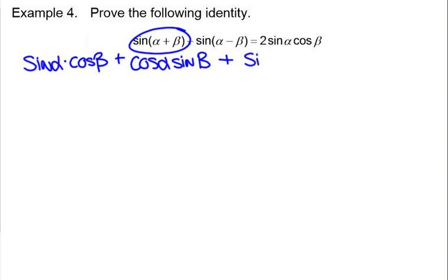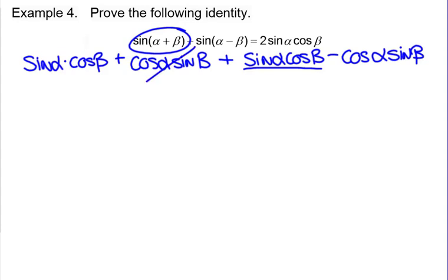So we're going to have sine of alpha cos of beta subtract cos of alpha sine of beta. Well, looking at these, we've got sine of alpha, cos of beta, sine of alpha, cos of beta. We've got adding cos alpha, sine beta, and subtracting. So when we reduce those, we are left with sine alpha, cos beta plus sine alpha, cos beta, which is 2 sine alpha, cos beta.